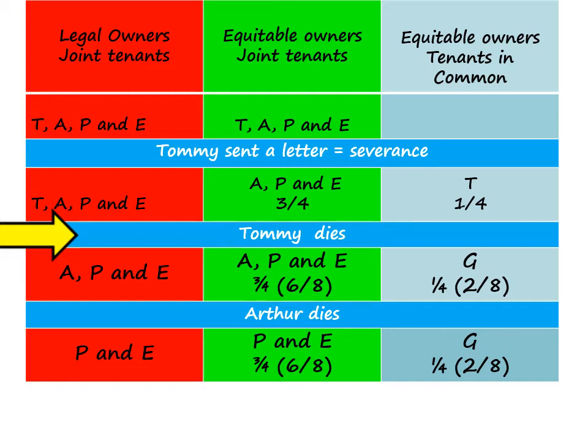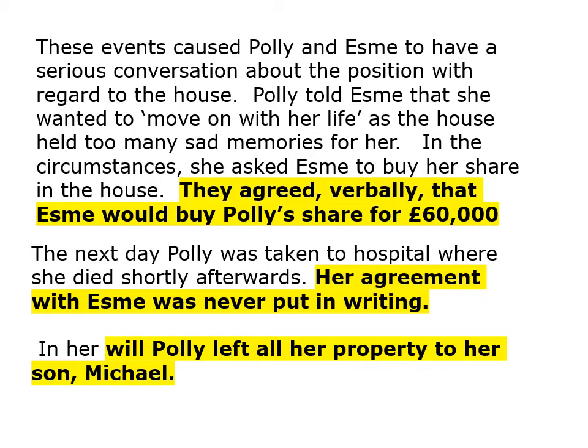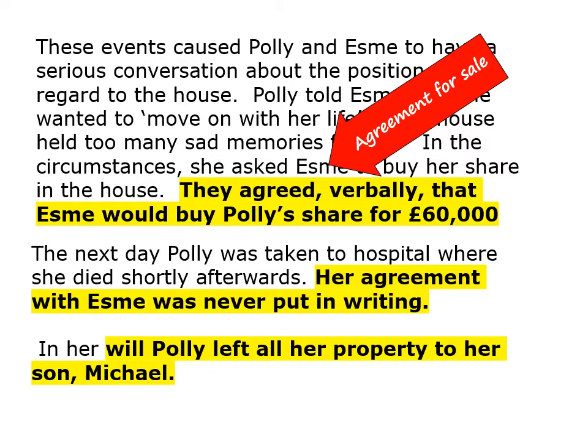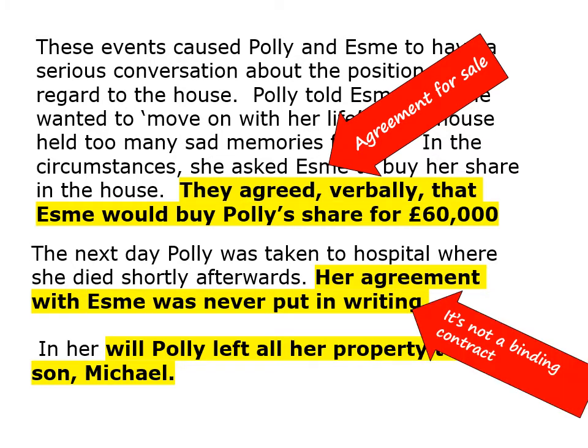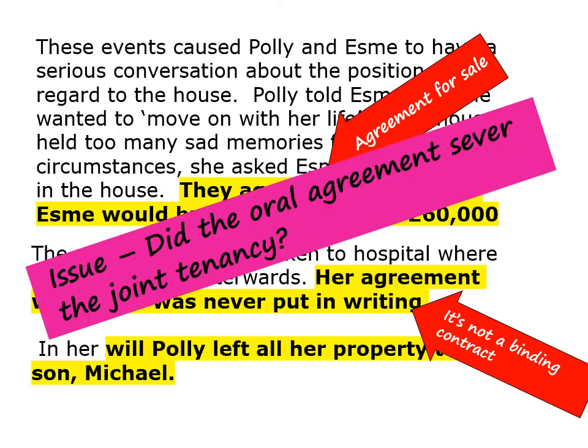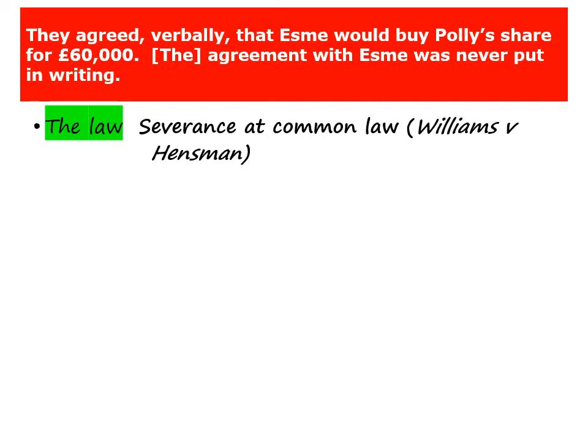So moving on, the facts then explain that Esme agrees to buy out Polly's share for £60,000. But the agreement was never put in writing, so it's just an oral agreement. And the issue is whether that oral agreement operated to sever the joint tenancy. And the key case is Williams v Hensman, which, as I mentioned earlier, explains the circumstances in which the common law recognises a severance, and in the case, various methods are described. So I'd look at these methods of severance and see if any of them might apply here.